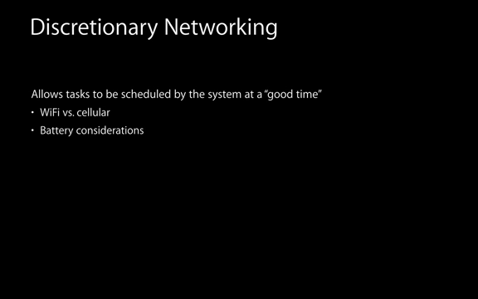Now I'd like to switch gears and talk about discretionary networking, which is something that some background tasks can use in order to perform tasks at power optimal times. And what this means is that we will take into account things like whether or not we're on a Wi-Fi network or using cellular data, and we'll also take into account the current battery state, whether or not we're charging, and what percentage the battery is charged. We also take into account things like how often your app is launched. If it's something that the user launches really frequently, we'll be more likely to treat a task more urgently since the user is more likely to notice when those resources are downloaded.